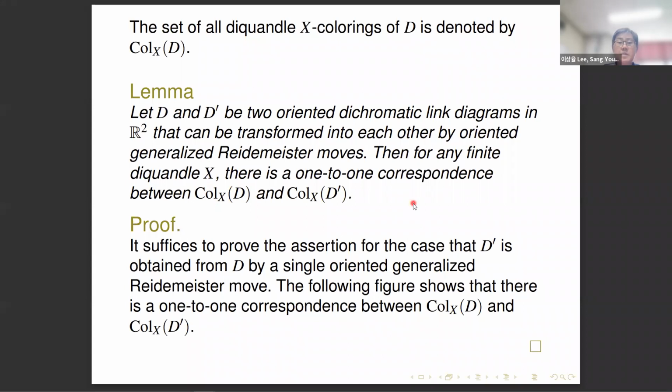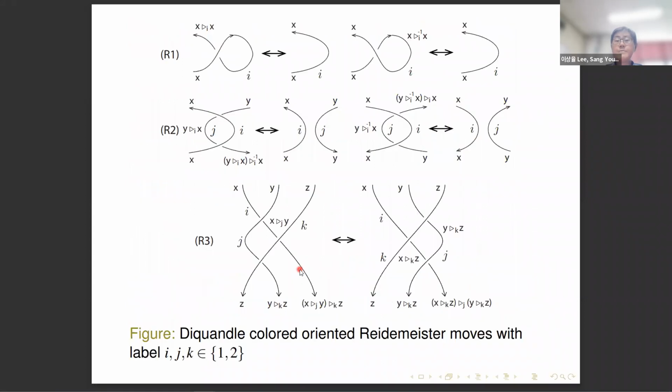The proof is very easy. It is sufficient to prove the case where D prime is obtained from D by a single oriented generalized Reidemeister move. Then this picture shows there is a one-to-one correspondence between the two sets of colorings. Okay?